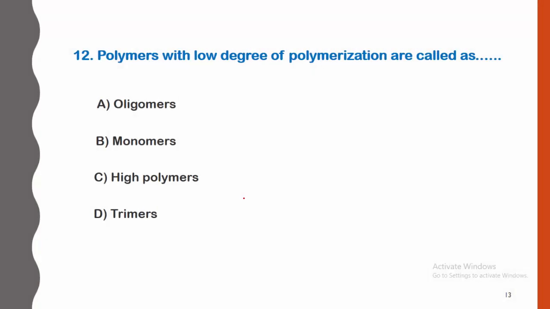Next, polymers with low degree of polymerization are called as. This is a very important question. Polymers with low degree of polymerization are called as A. Oligomers, B. Monomers, C. High polymers, and D. Trimers. The right answer to this question is option A. Oligomers. Polymers with low degree of polymerization are called oligomers.